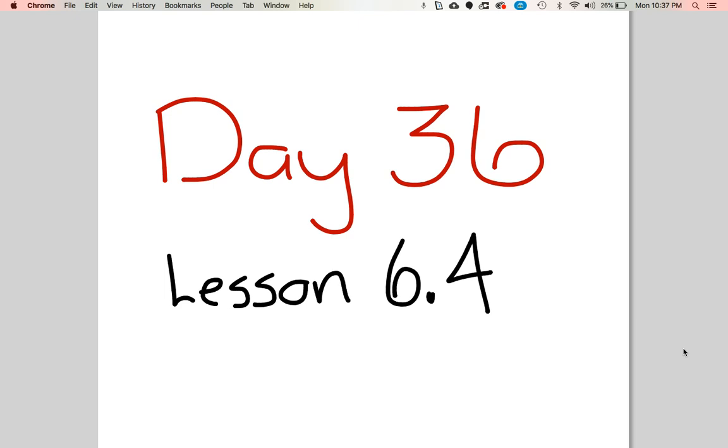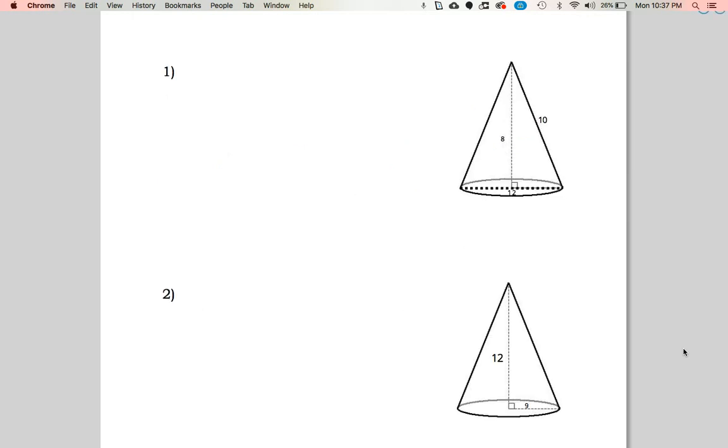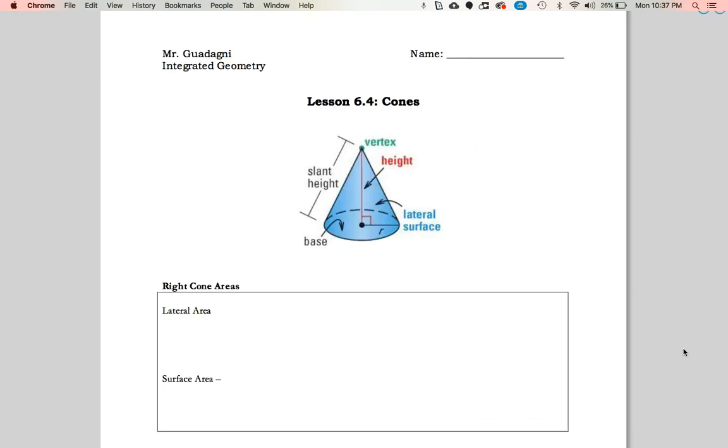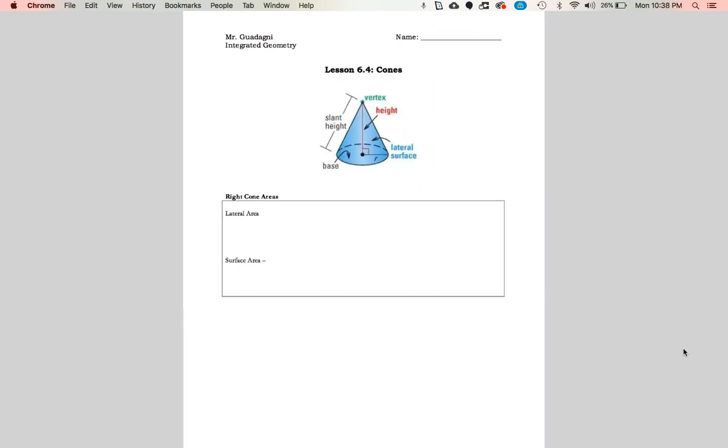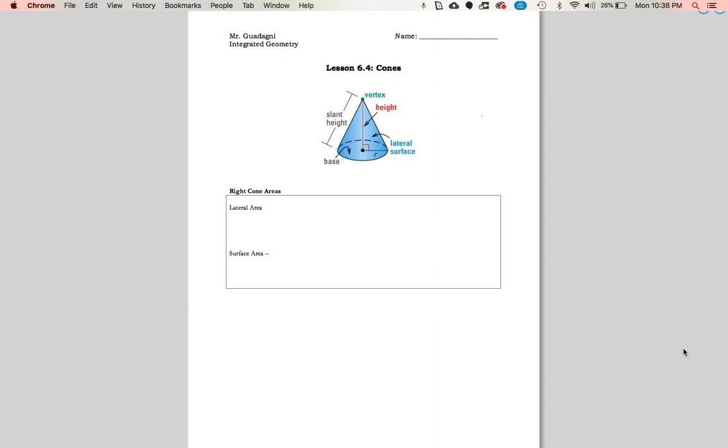All right, lesson 6.4. It's going to be a short lesson. It's going to build off of yesterday. Just like we did cylinders compared to prisms, we're going to compare cones to pyramids.